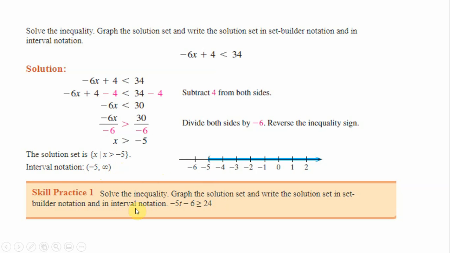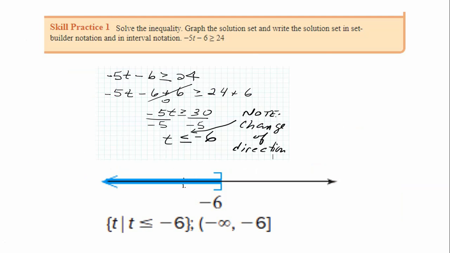So here, stop our lecture and take a look at this and see if you can work this. Minus 5t minus 6 greater than or equal to 24. So let's see how you did.